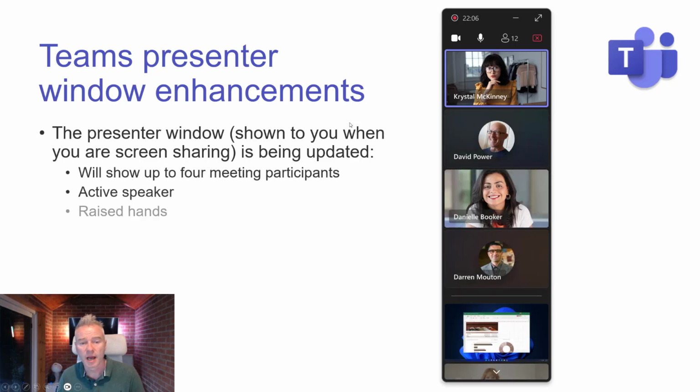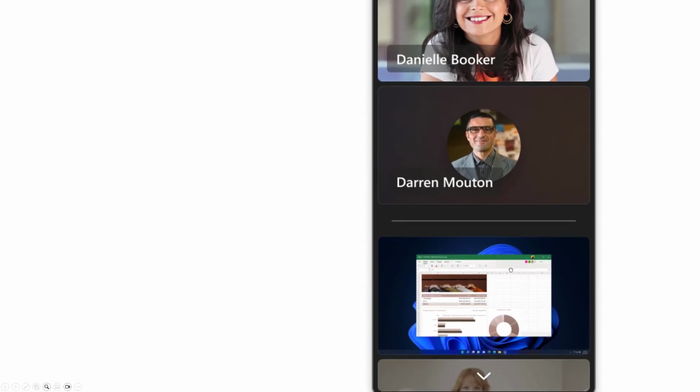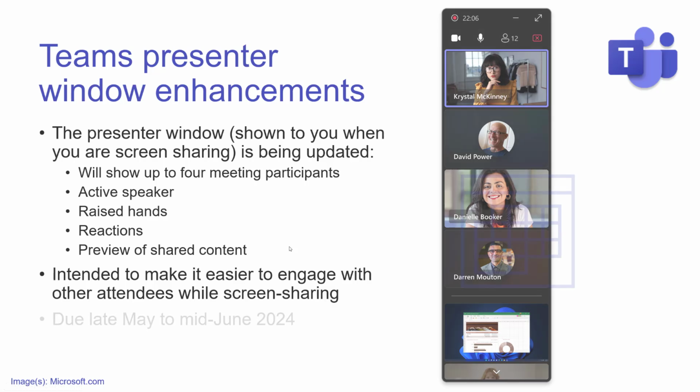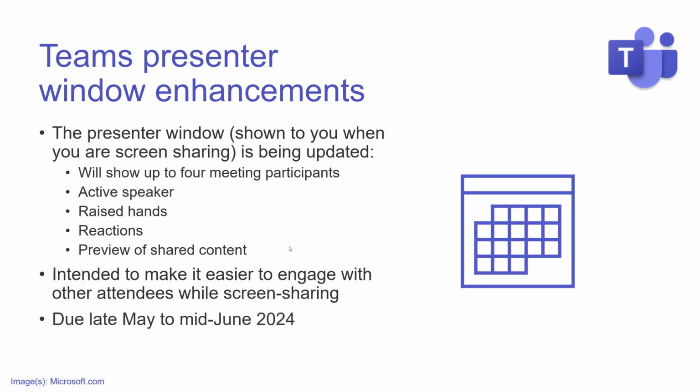Look at this, and now it's going to show up to 4. It will show the active speakers, raised hands, a preview of shared content. Look at this. It's just giving me a preview of what I'm sharing. How cool is that? Intended to make it easier to engage with other attendees while you are screen sharing. And folks, you should have that by mid-June this year.